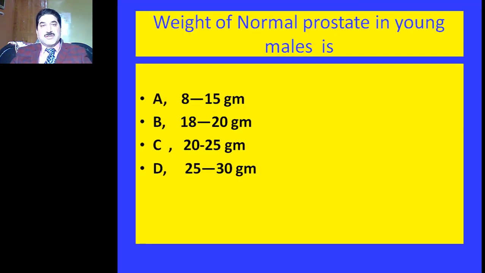Our first question is: weight of the normal prostate in young males is: A is 8 to 15 grams, B is 18 to 20 grams, C is 20 to 25 grams, and D is 25 to 13 grams. The correct choice is B, 18 to 20 grams. I will not go for A because A is the weight of prostate in cadavers, but in the question I mentioned young males, so it is 18 to 20 grams. As already discussed with you, weight of various viscera is different in living and cadaveric state.